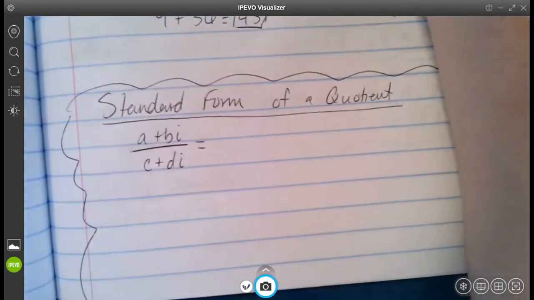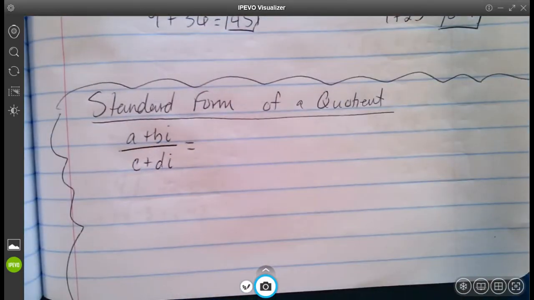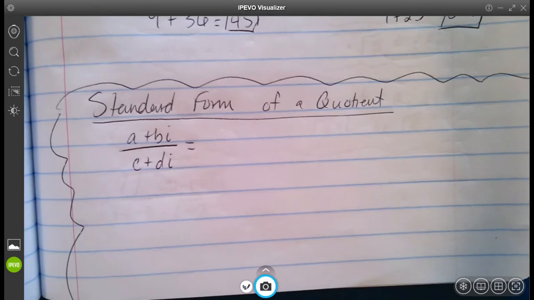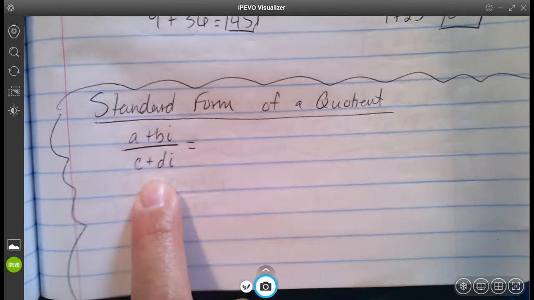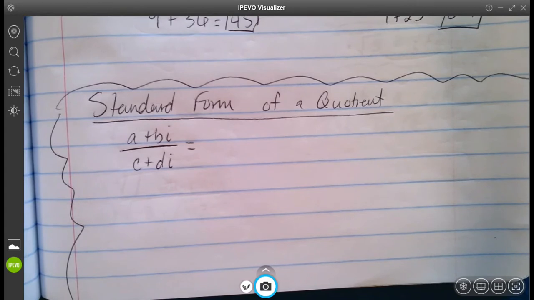Standard form of a quotient. So we should know by now that the standard form is just a plus bi, okay? If we have something like this, then we need to make it into standard form. What we do is we multiply times the complex conjugate. And we do that by multiplying the denominator to get rid of the denominator, so to speak, okay? So here's how that is going to go.